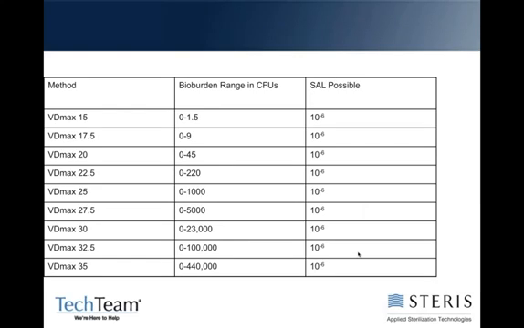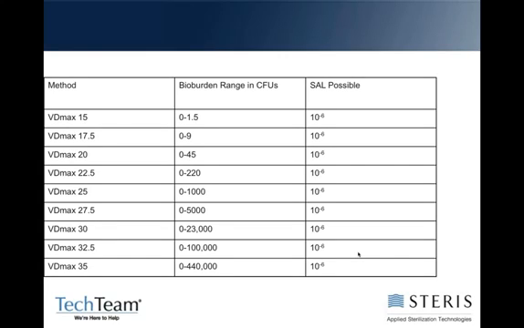Okay? All these VD max methods are available. Each one, the number reflects what the minimum dose for sterilization will be to achieve a sterility assurance level of 10 to the minus 6 in your terminal sterilization process. But because of those numbers, they have limits on what your bioburden can be and still apply that method.